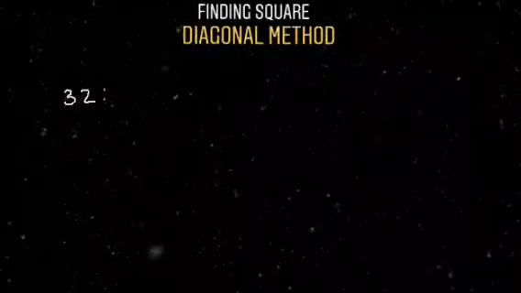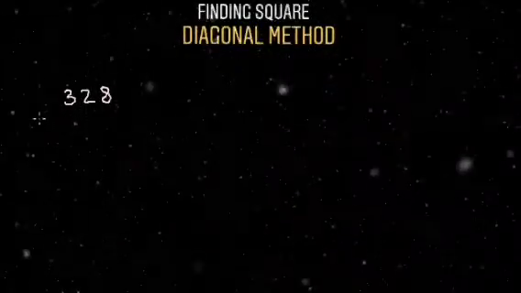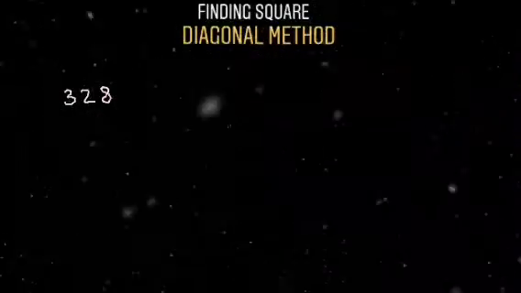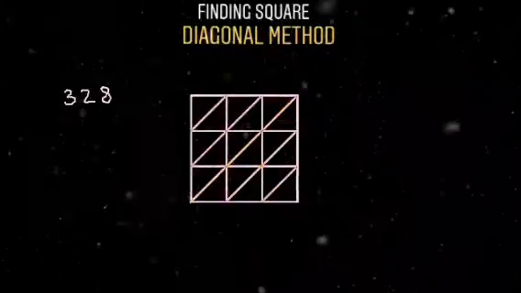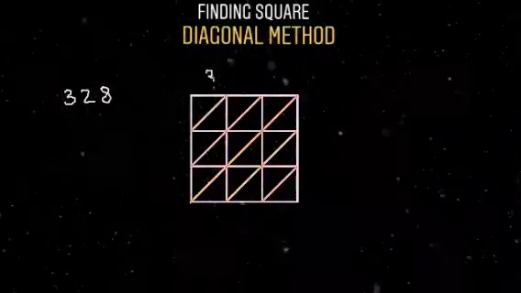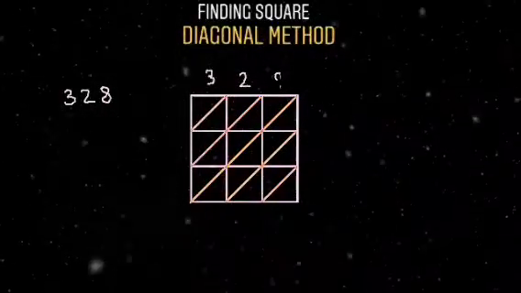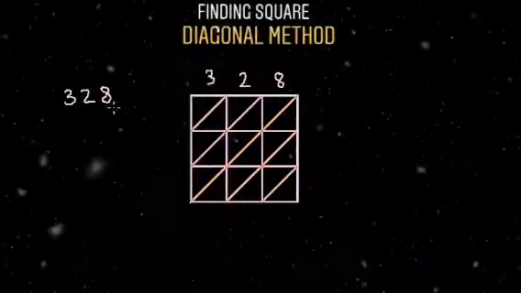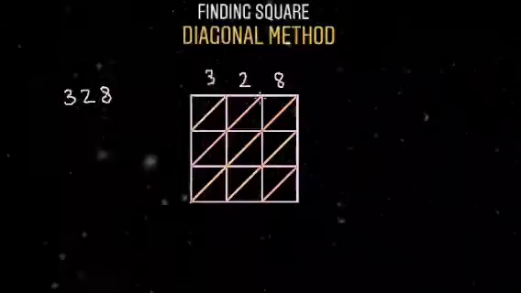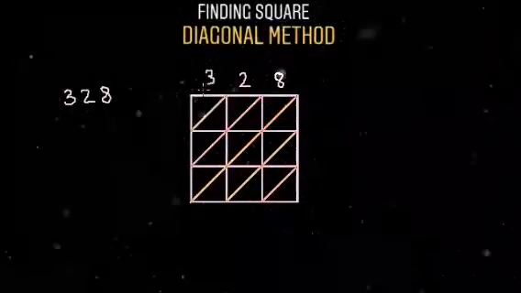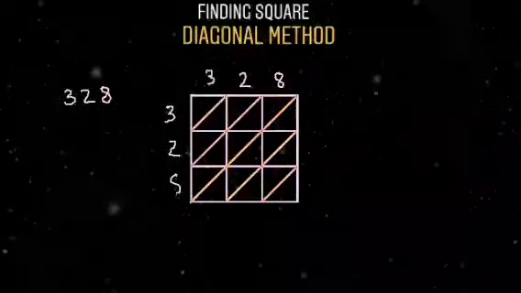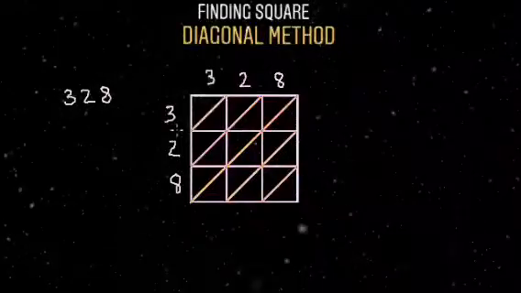Let's take 328. What to do next? First of all we will make a square in such a way that we have 3 columns and 3 rows like this, and we will partition it. Now we are going to write the numbers like this on each column, and on each row we will write 328. Don't worry about the lines drawn with yellow, you just need to join the points. Now I hope it is clear so far.